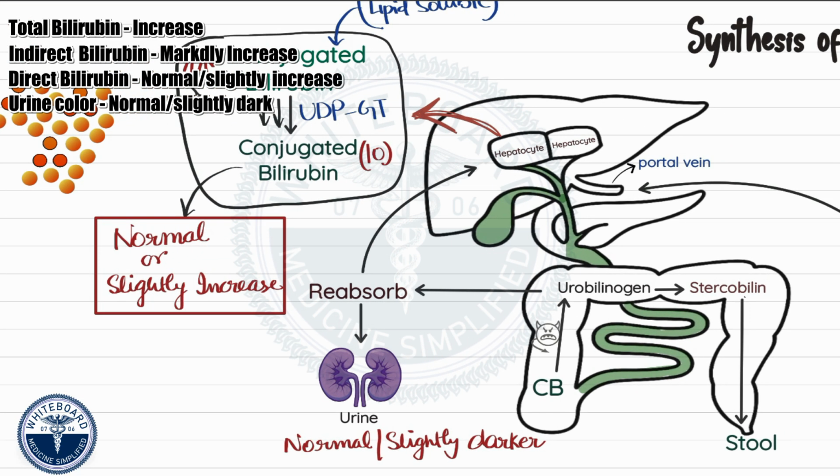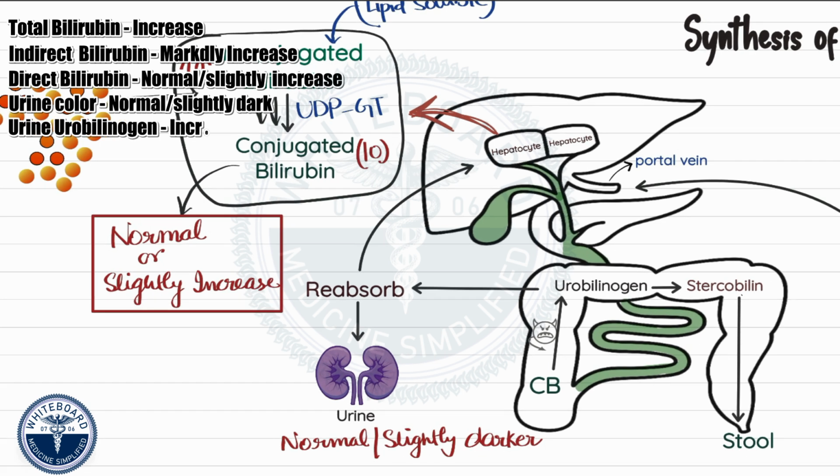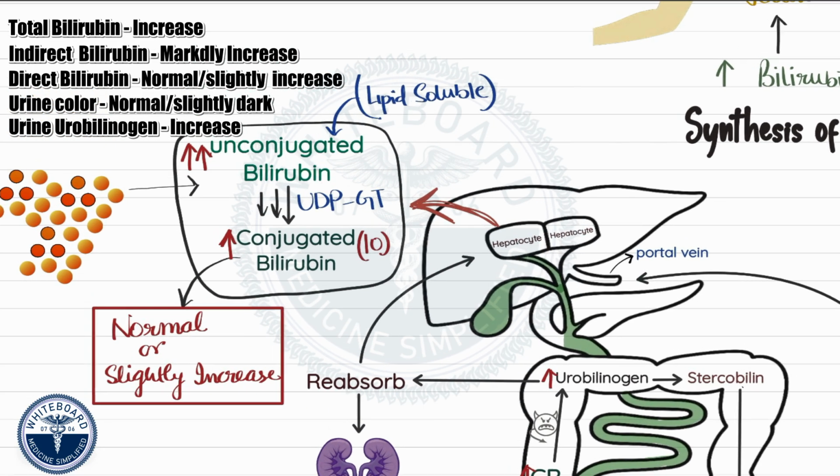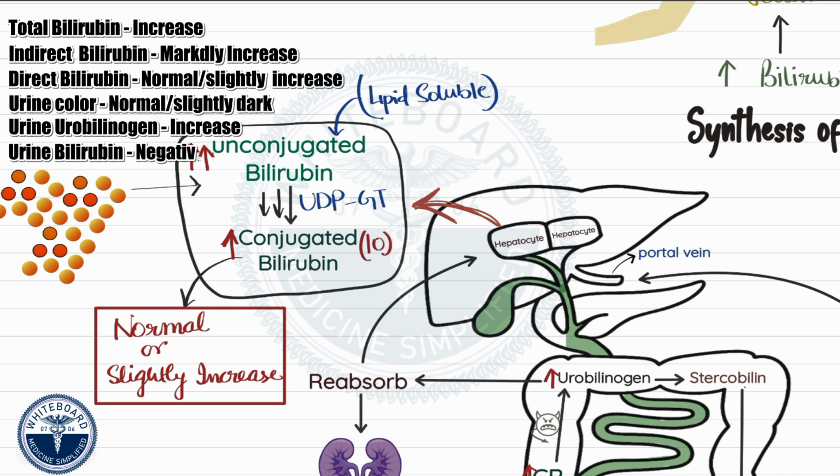The slight darkening occurs because of an increased level of urobilinogen in the urine. This happens since there is a mild rise in conjugated bilirubin production. More conjugated bilirubin enters the intestine, where it gets converted into urobilinogen. Some of this urobilinogen is reabsorbed into the bloodstream and then excreted by the kidneys, giving the urine a slightly darker appearance. However, the urine test for bilirubin remains negative because unconjugated bilirubin, being lipid soluble, cannot be excreted in the urine.